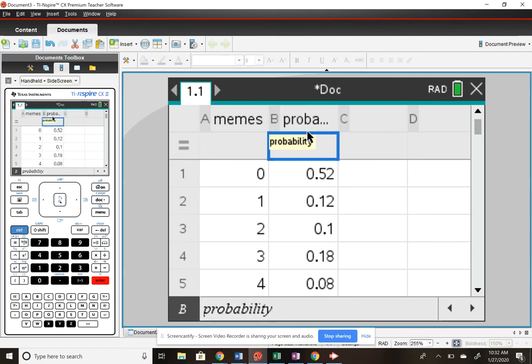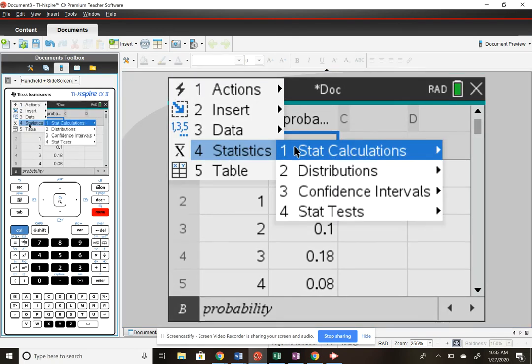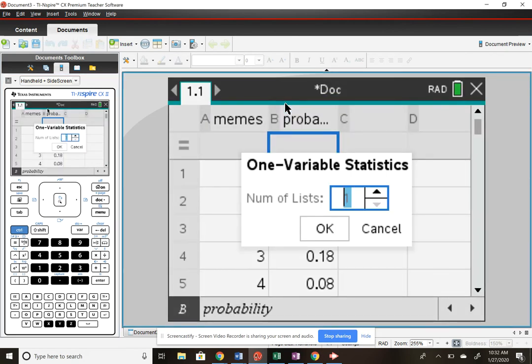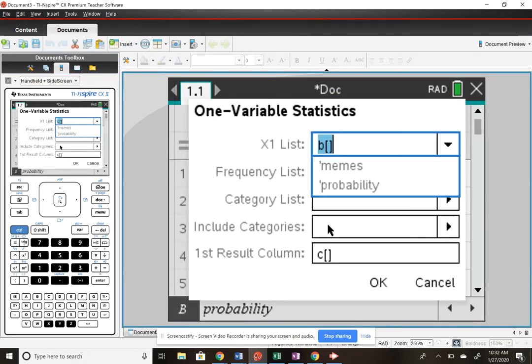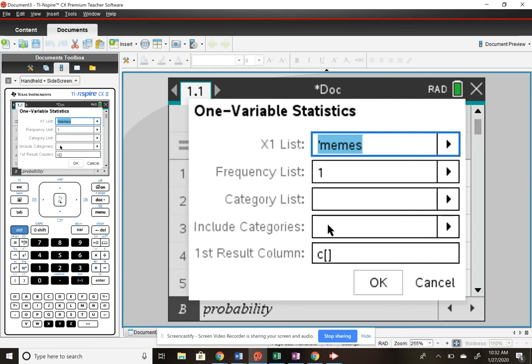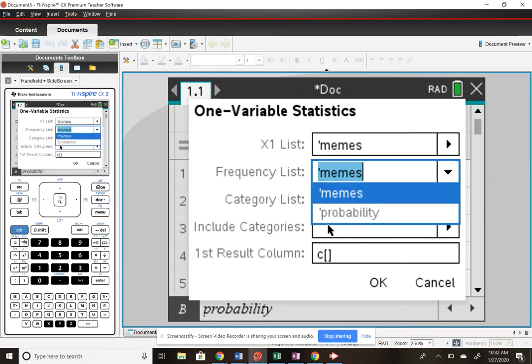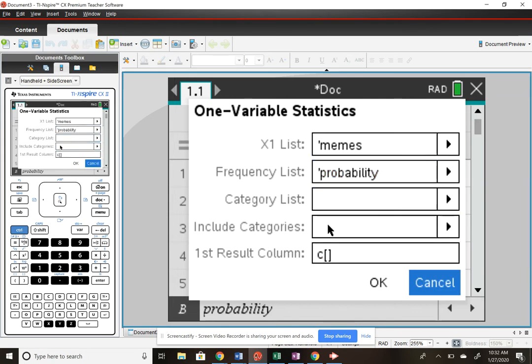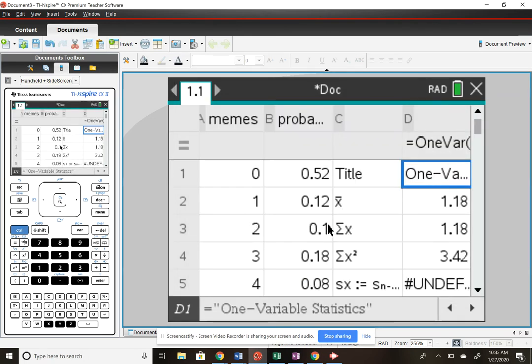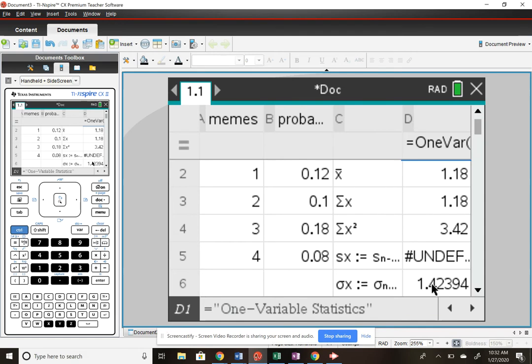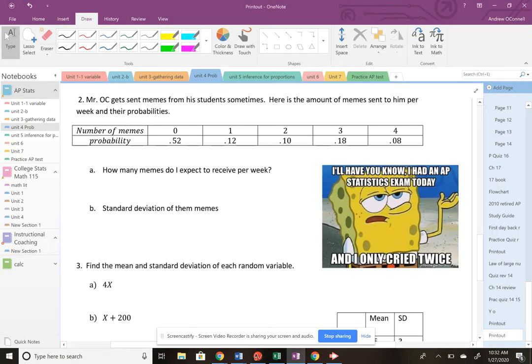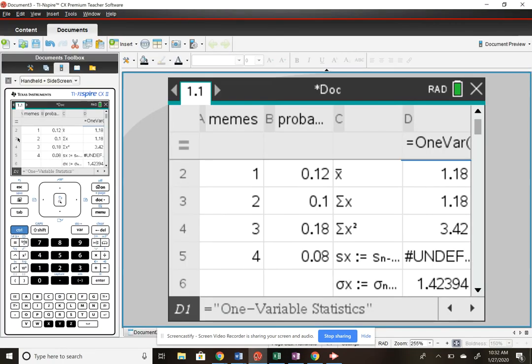Now you can abbreviate that to something shorter to find the mean and standard deviation. Statistics, stat calc, one variable. First one should be the outcomes, meaning the memes, and the frequency list is what you have to change to probability. Everything else, don't really care about. Hit OK. Here is the expected value, the mean, and down here is where your standard deviation is going to be. So 1.18, you really probably use mu instead of x bar on that. But same deal, standard deviation, 1.42.